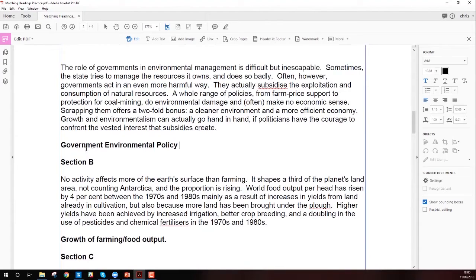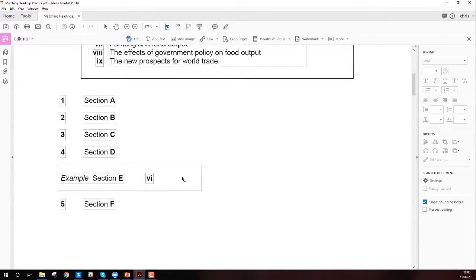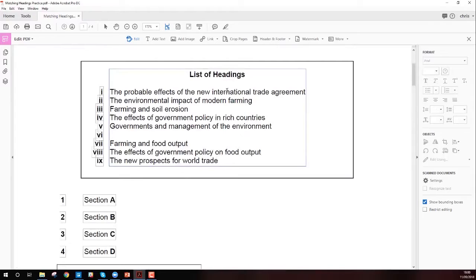Also, do not create a heading and then look for the exact words in the heading in the text. They won't match exactly. You have to think of synonyms. You have to think of slightly different meanings. Keep an open mind. Okay? So, first one, government environmental policy. So what you'll do is come up here.